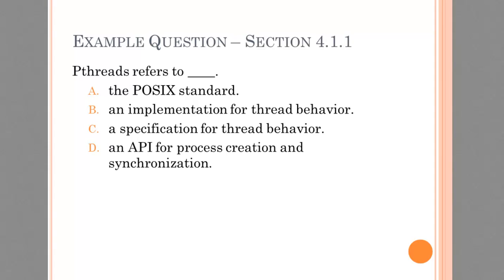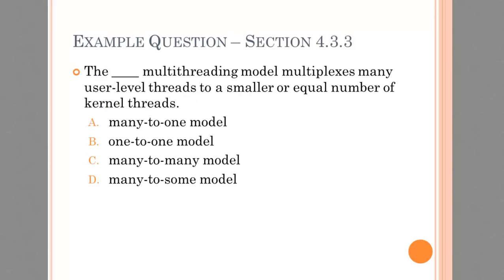Okay, example question for section 4.1.1. Now we're moving to chapter 4. P thread refers to a specification for thread behavior. Very good. Again, go through the other answers and look them up to understand what they are. Again, 4.1.1 has your information.